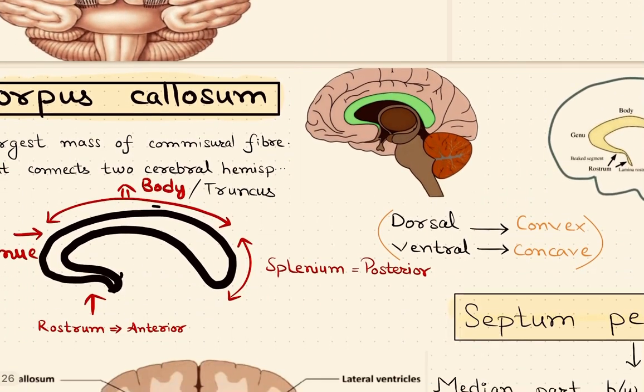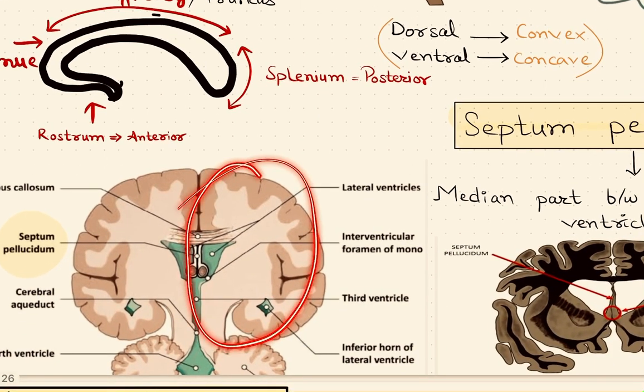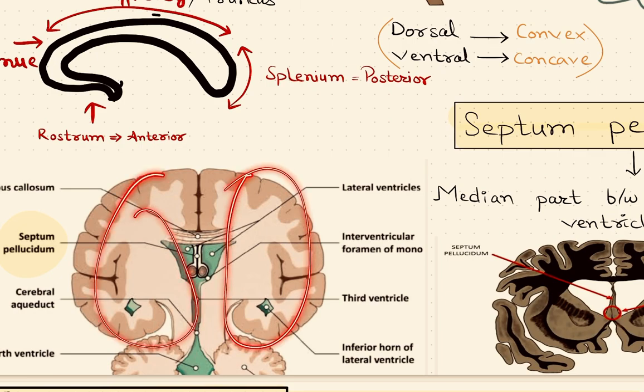Now let us study about this corpus callosum. As I said, it is the largest mass of commissural fibers that connects two cerebral hemispheres. If this is one cerebral hemisphere and this is the other cerebral hemisphere, both of these are connected by these fibers, and these fibers are known as commissural fibers.